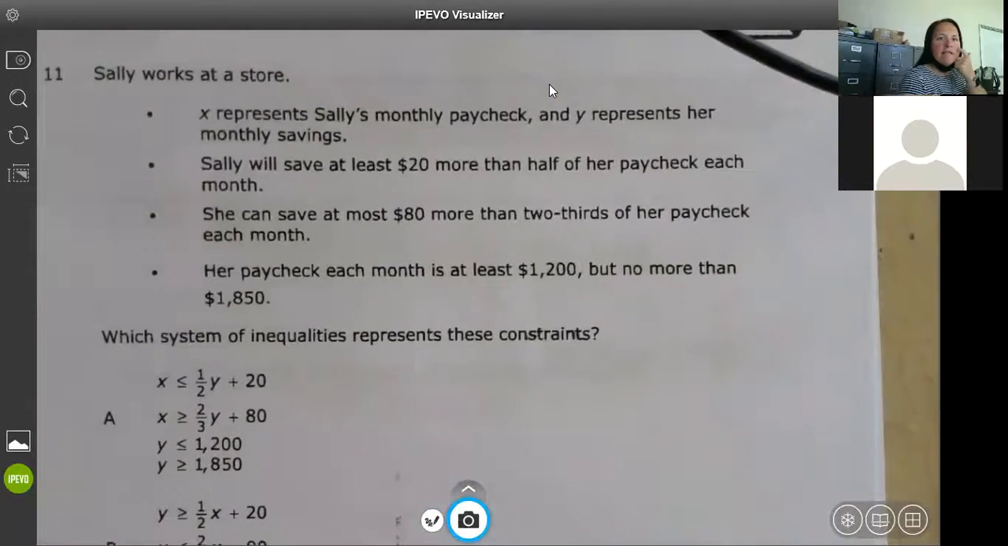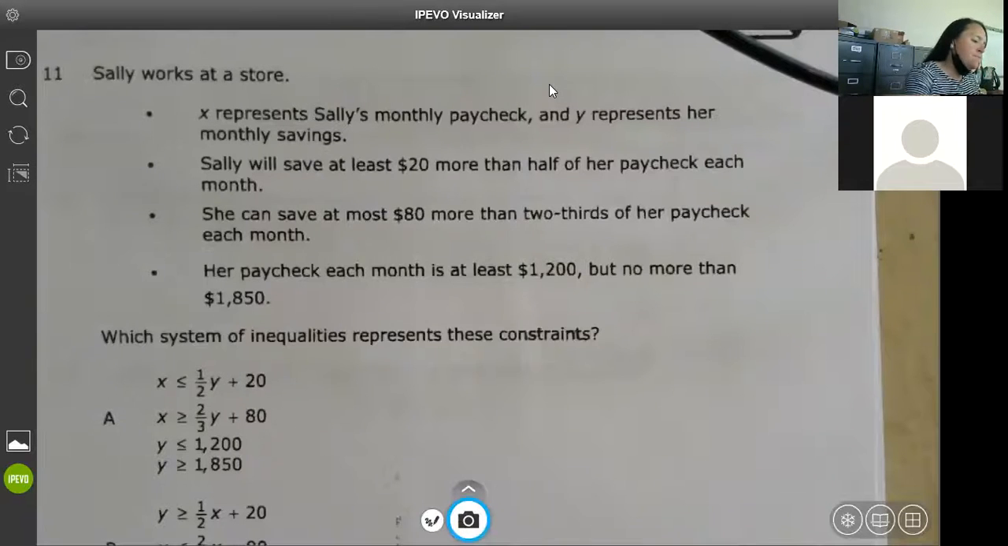X represents Sally's monthly paycheck and Y represents her monthly savings. Sally will save at least 20 more than half her paycheck each month. She can save at most $80 more than 2/3 of her paycheck each month. Her paycheck each month is at least $1,200, but no more than $1,850. Which system of inequalities represents these constraints? So all you're doing is writing equations, 4 different equations.